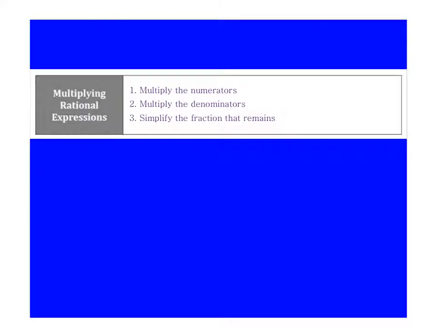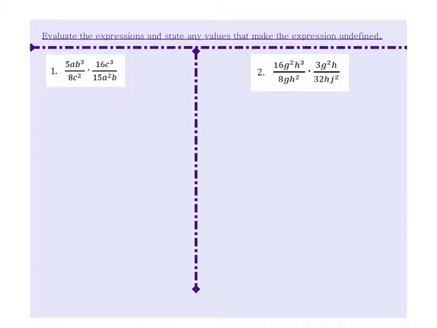So a rational expression is basically pretty straightforward. You multiply the numerators, you multiply the denominators, simplify what is left, and don't forget to tell me what can or cannot happen with the denominator. So if you take a look at something like number 1, there's a lot going on here. So what I would look to do is this.